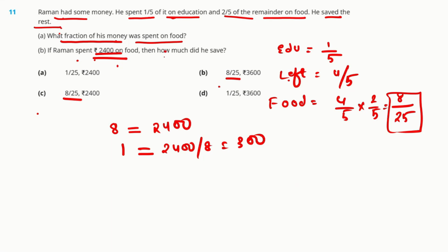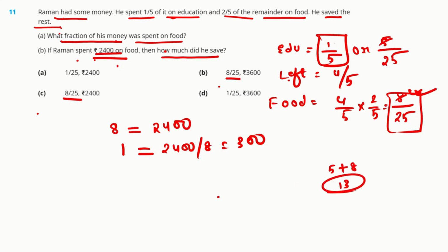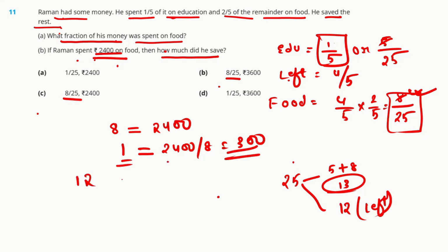Fine. So we have to find out how much is saved. 1/5 spent on education, 8 by 25 spent on food. So how much is left? 1/5 can also be written as 5 by 25. So 5 plus 8, 13 portions already spent. If 13 portions are already spent out of 25, 12 portions are left. That's his saving. So if one portion is 300, saving is 12 portions, which is 12 times 300, which is 3600, which we have in this option. So yes, option B is the answer.